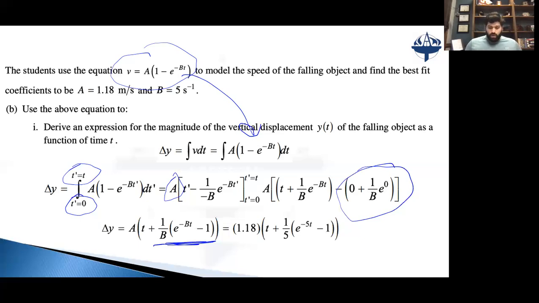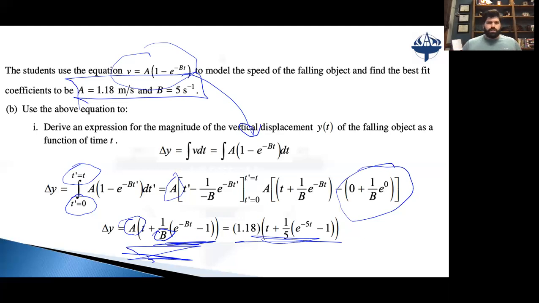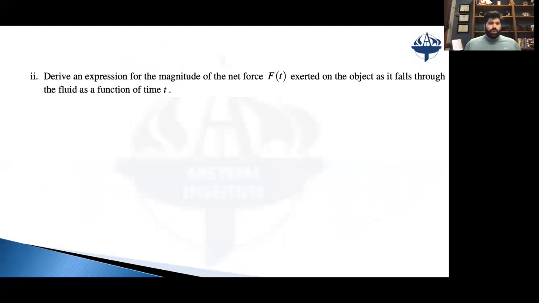At this point, we can plug in our values for A and b that we were given up here, the 1.18 and the 5. Now, the College Board will actually give you credit for either of these answers, whether you leave it with A and b or you plug it in. Either one is up to you because those are equivalent and both would award full credit.